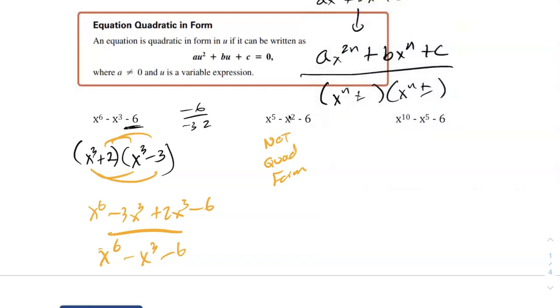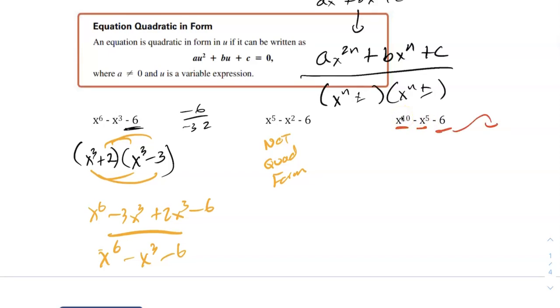Now let's look at the last one here. This one is in quadratic form, right? X to the 5th is half of x to the 10th. So I can just factor this like normal. I find two things that multiply to get negative 6, which we did already, so it's negative 3 and 2. And then you just go, okay, it's always the middle term right here. X minus 3, middle term plus 2. And that's how you factor stuff in quadratic form.